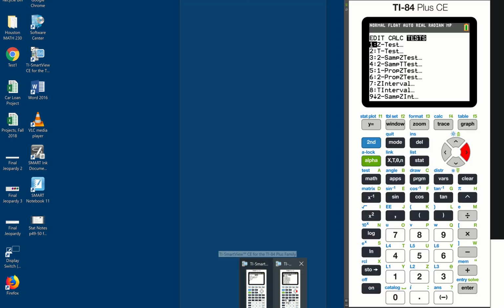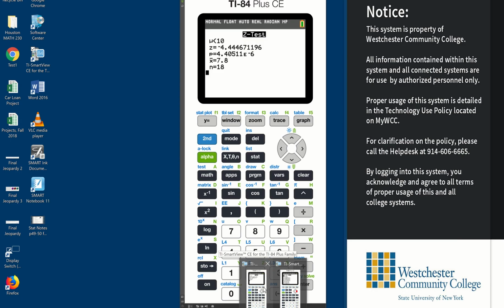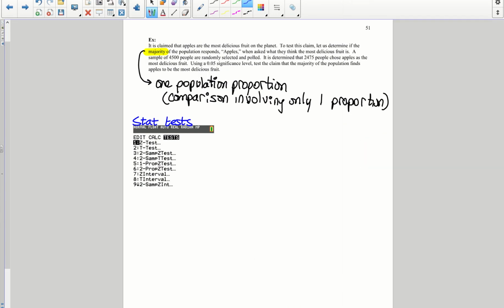Wait, I have two open? Why do I have two open? Yeah, well, whatever. Get out of here.